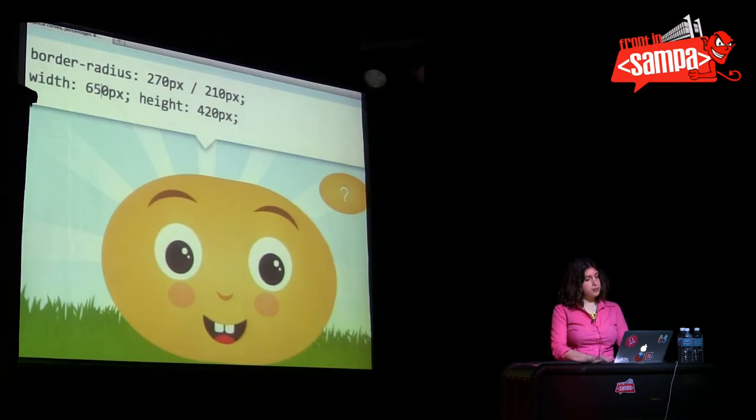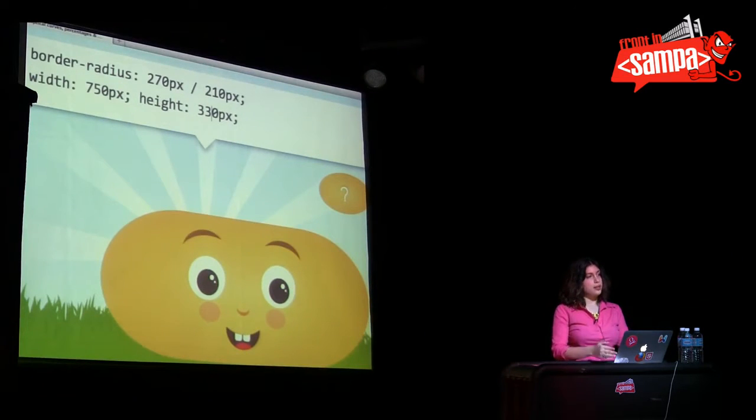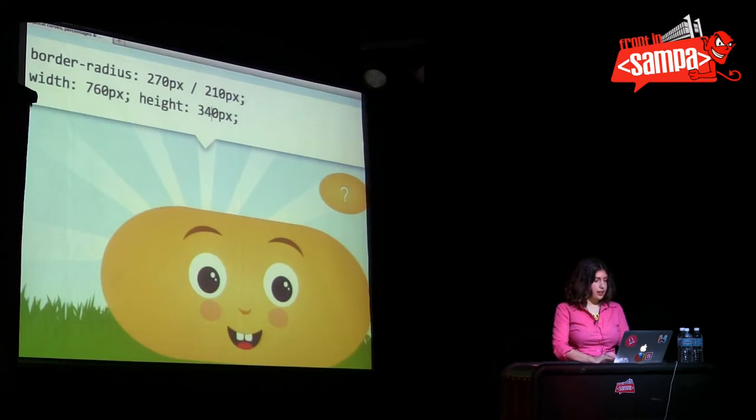What if our width becomes bigger? Or what if our height becomes smaller? That's not an ellipse anymore. That's a weird sausage-like shape. So, of course, we could adjust it again, and we could specify like 380 here and 170 here, and it's still an ellipse again.